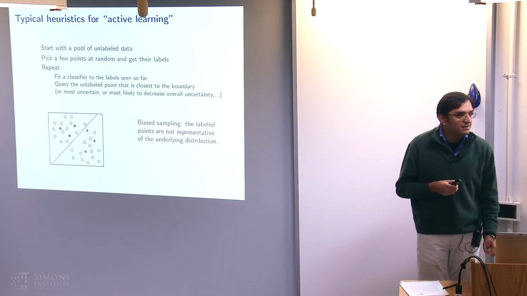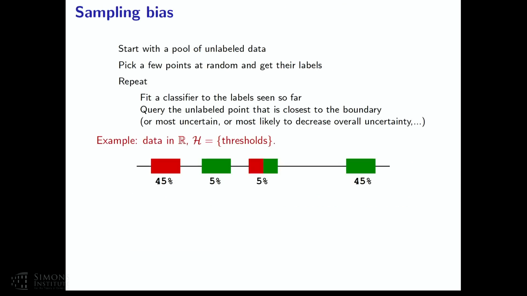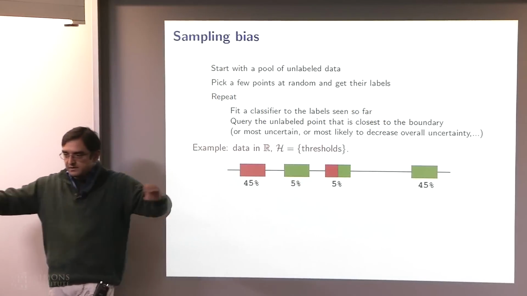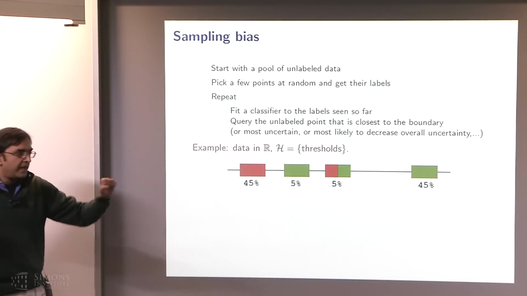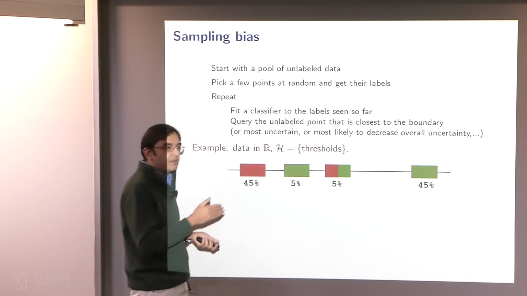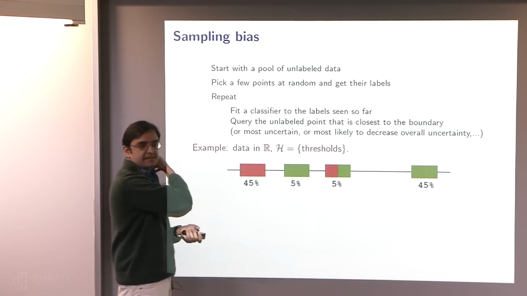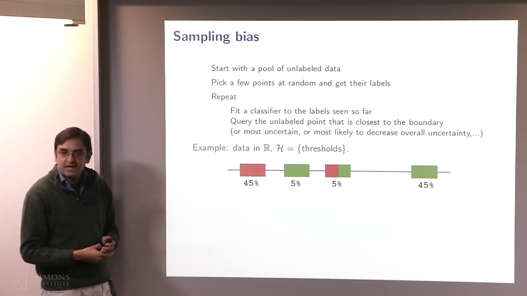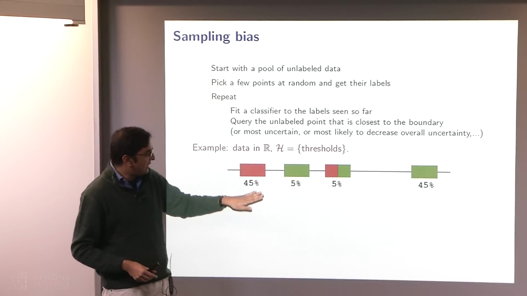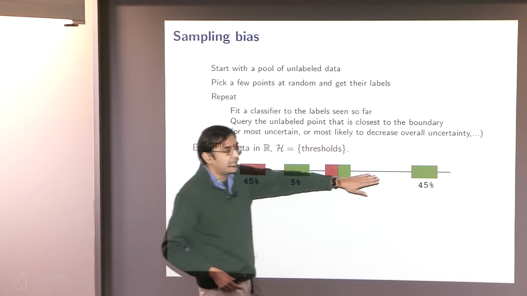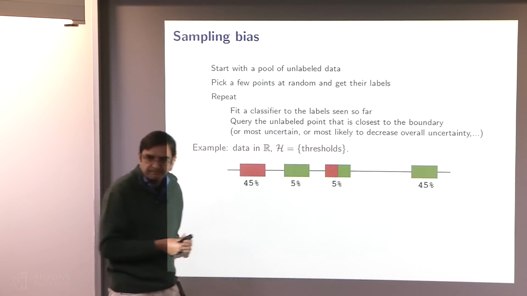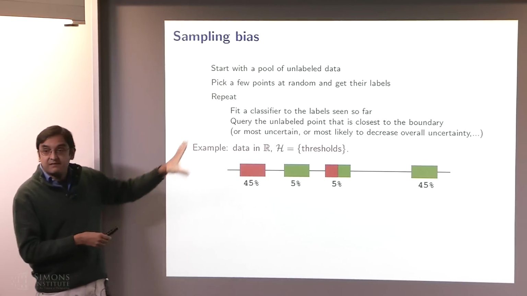And so let's look at a concrete example of the problems that this might cause. Here's a very simple scenario where the data lies on a line, so all the data is one-dimensional. And the sort of classifier we're looking for is just a threshold. We're going to say green on this side, red on that side. We're just looking for a very simple type of classifier. Now the data is clustered. There's a cluster of red points over here, a big cluster of green points over here, and so on. So now you run your active learning heuristic.